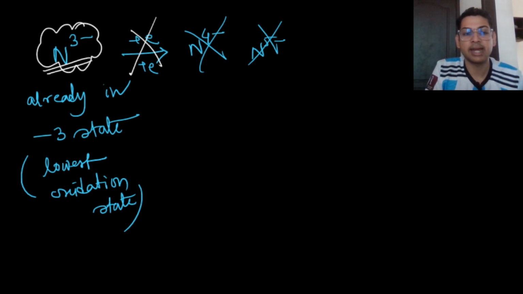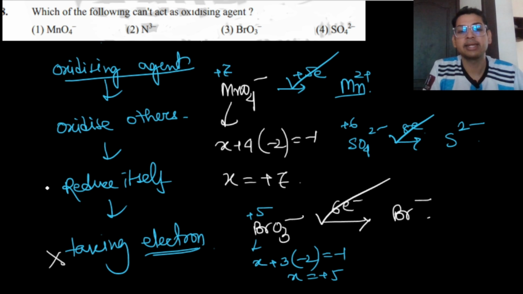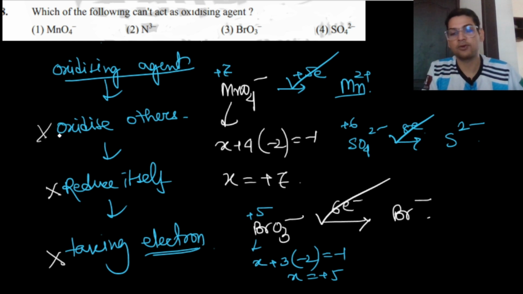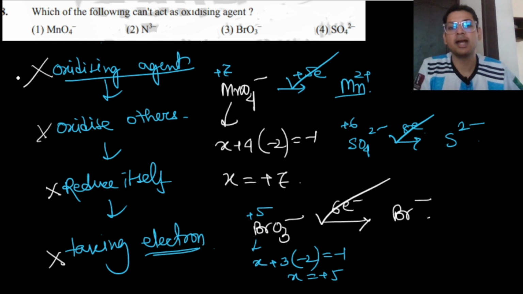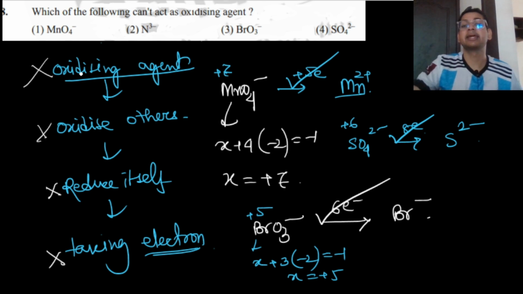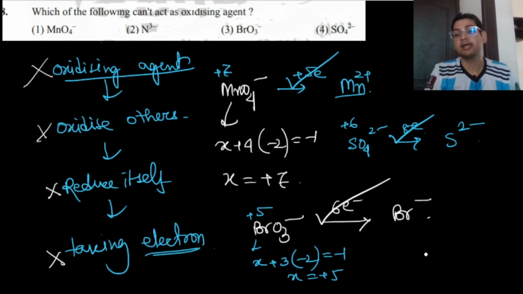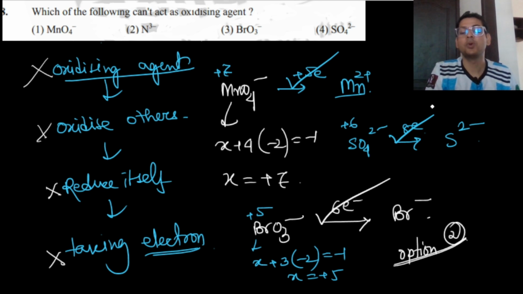If it cannot take electrons, it cannot reduce itself. If it cannot reduce itself, it cannot oxidize others. If it cannot oxidize others, it cannot be an oxidizing agent. So option number 2 will be your answer. Got it or not? Tell me. Got it, right?